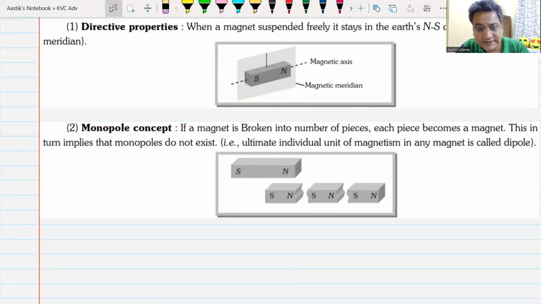Electric monopoles exist. You can have a positive charge, an isolated positive charge. You can also have an isolated negative charge. But you cannot have an isolated north pole. You cannot have an isolated south pole. Do we understand this? Yes.